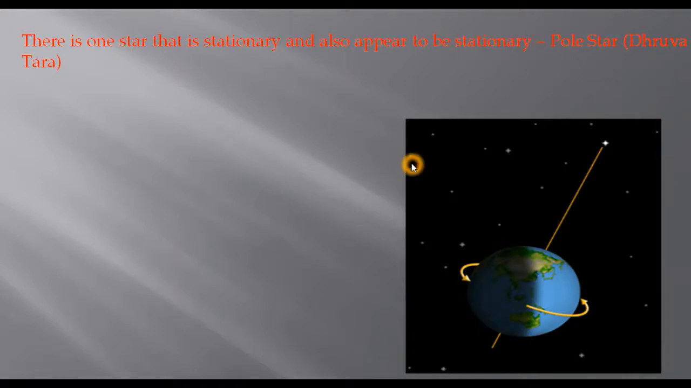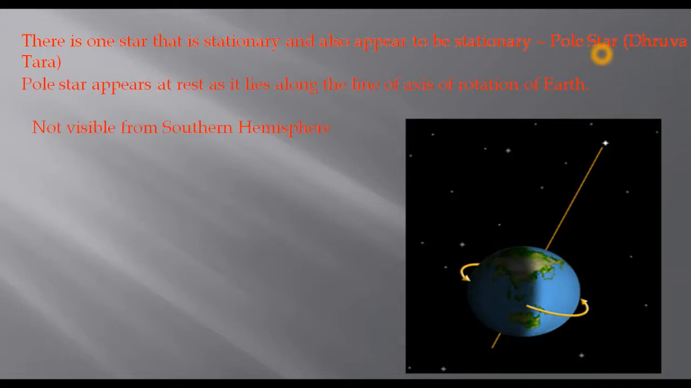Now, there's one star which does not appear to move in the sky. It's called the pole star or Dhruvatara. This star appears stationary from the Earth. It means that this pole star always remains in the same position in the sky. Though all other stars appear to move from east to west, this pole star remains fixed at the same place in the sky and in the north direction. It means this is visible only in the northern hemisphere, not visible from the southern hemisphere.